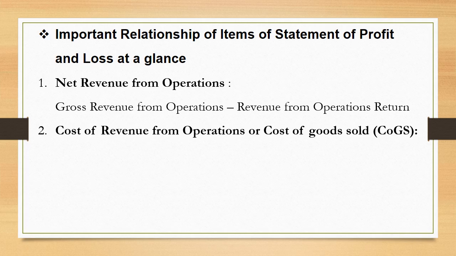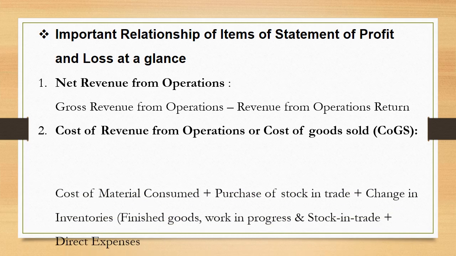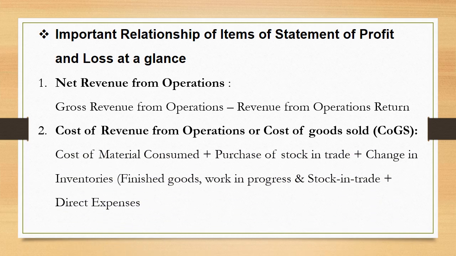The second important formula is to calculate COGS, that is cost of revenue from operations. COGS is equal to cost of material consumed, purchase of stock in trade, changes in inventories, plus direct expenses. These are the amounts included in cost of revenue from operations.